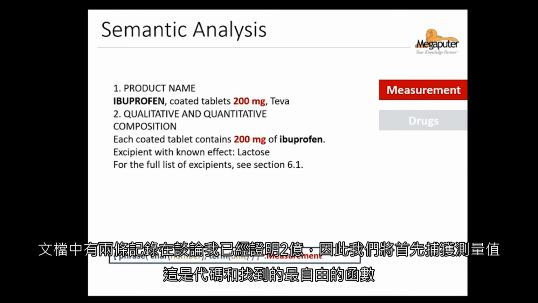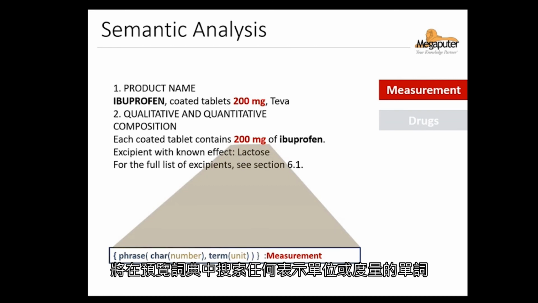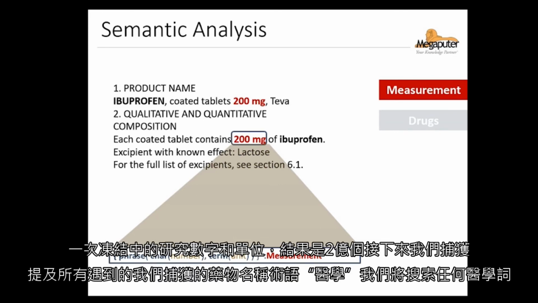Here is the code. The phrase function finds documents that contain a sequence of arguments within a phrase, and their relative order matters here. Term number will capture numeric records, and term unit will search for any words that represent units or measurements in the pre-built dictionary. Here we search numbers and units within one phrase, and the result is 200 milligram.